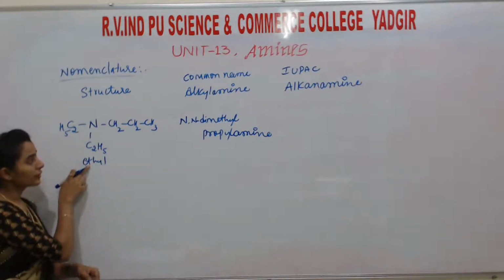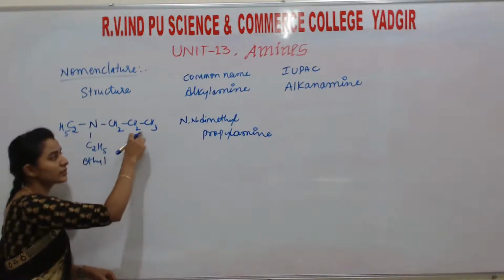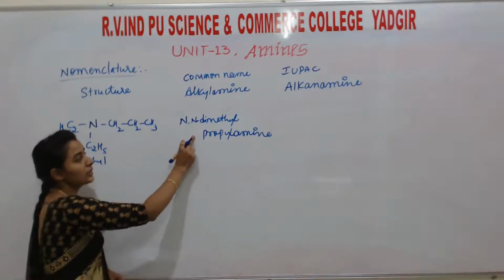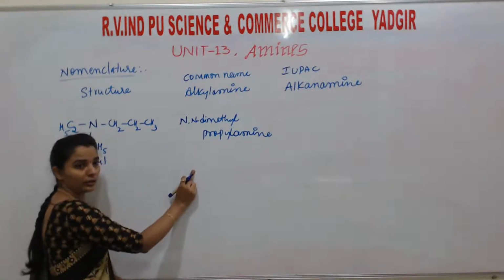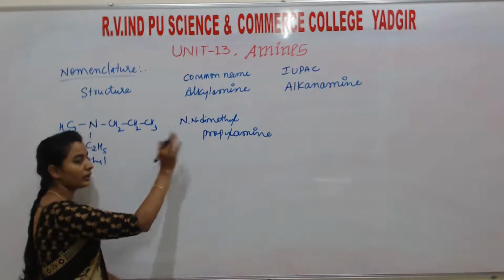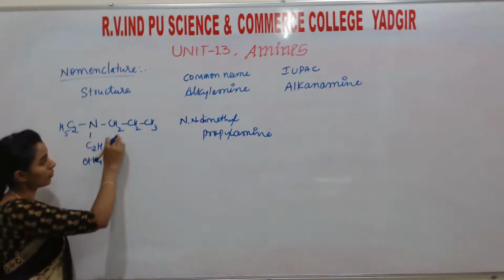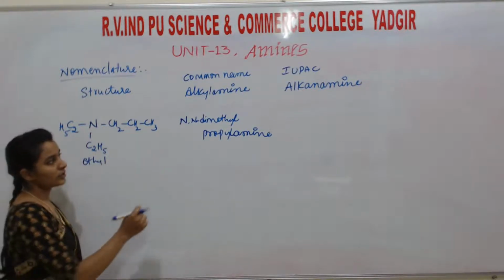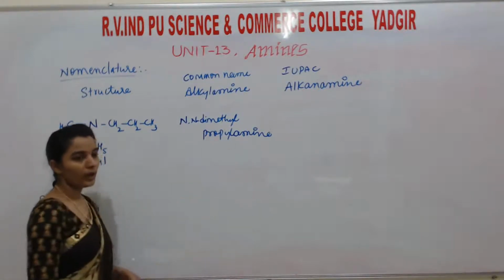Here 2 C2H5 groups are there. Instead of CH3, if here also C2H5 is there, then it is not trimethylamine, it is written as triethylamine. Here two different groups are there. Among them two are the same, one is different. That's why N, N dimethyl propylamine.